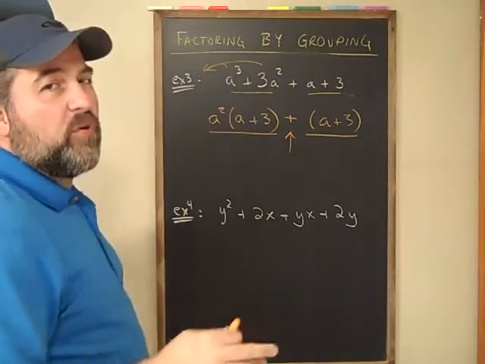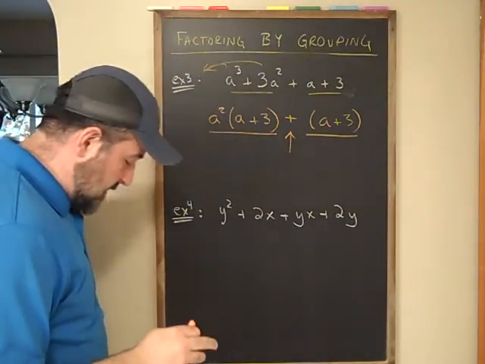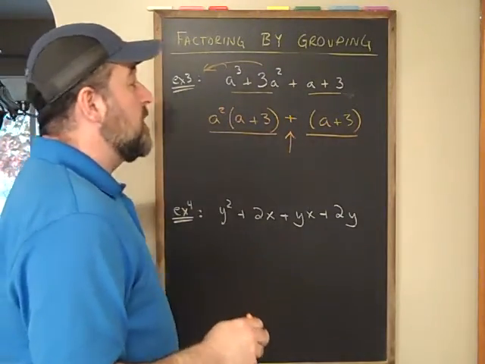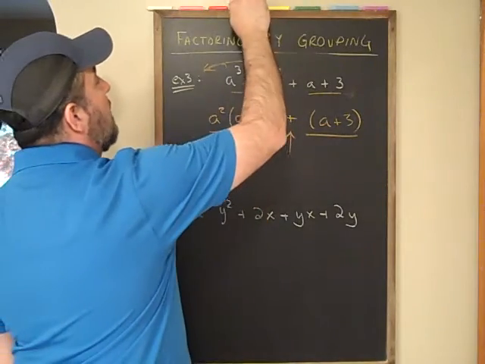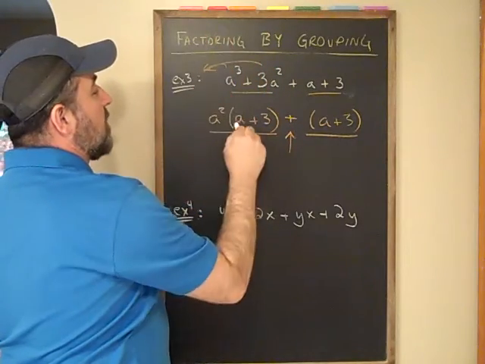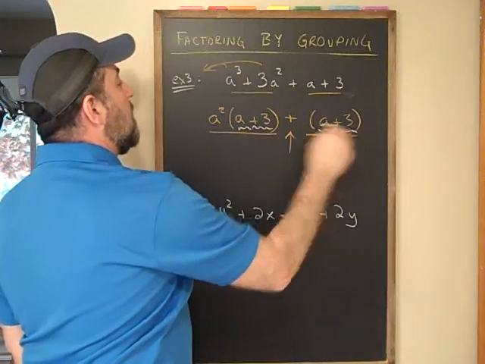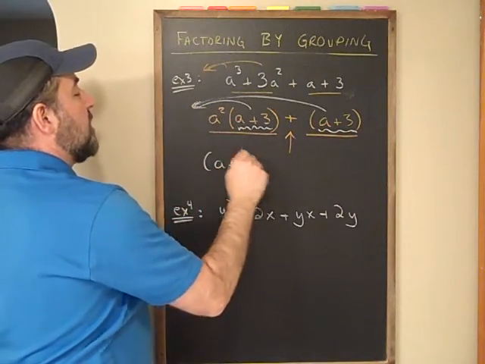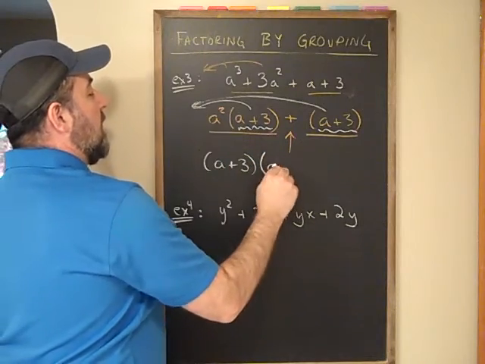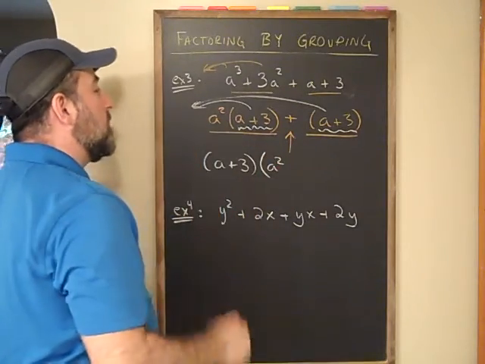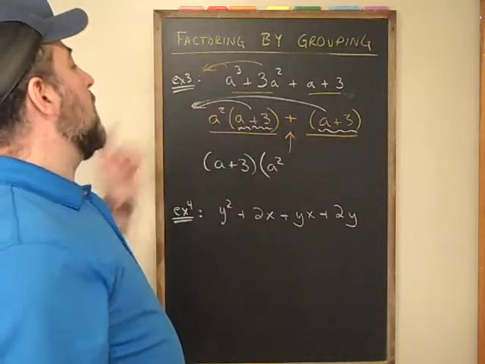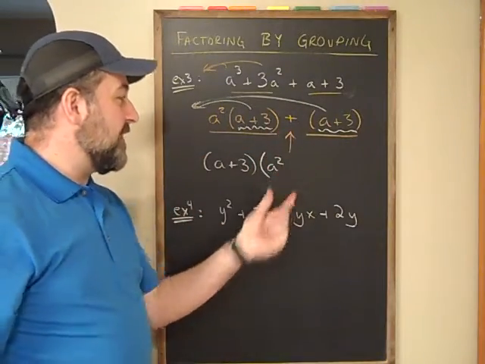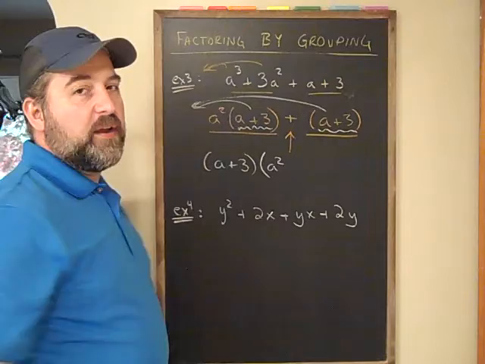This is where I normally see students mess up in a problem like this, because what they'll do is they'll say, oh, I see, I can factor out that a plus 3, so they'll factor that out. They'll have their a plus 3 factored out, and then they'll say a squared is what's left when I pull that out. And then they say, when I pull a plus 3 out, I'm left with nothing, and then they just close it up there.